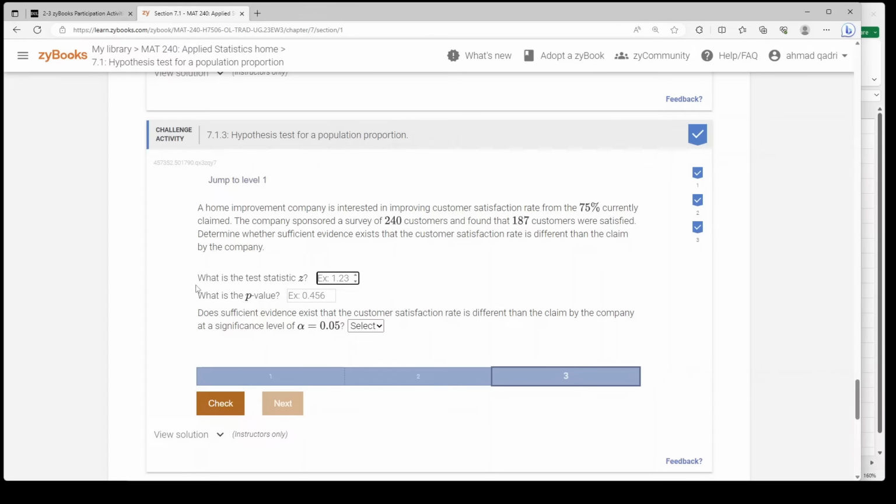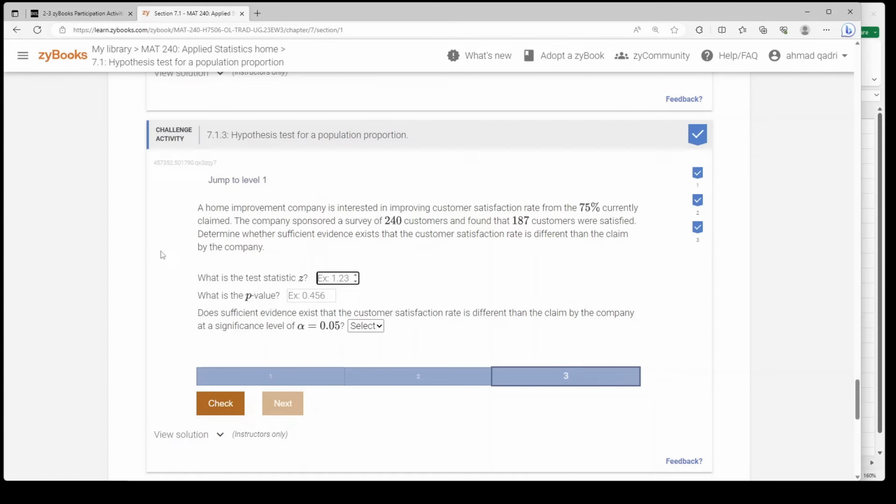Let's go to the next question. Now we have a home improvement company that is interested in improving its customer satisfaction rate from 75%. Again, there's a survey of 240 customers, and they find that 187 are satisfied. Now we need to test whether there's evidence that the customer satisfaction rate is different than the claim. Because it's different, it's a two-tailed test, so the null hypothesis is p equals 0.75, and the alternative is p is not equal to 0.75.